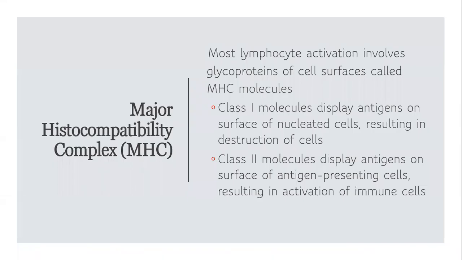So, major histocompatibility complex or MHC. Most lymphocyte activation involves glycoproteins on cell surfaces called the MHC molecules. There are two types of molecules, the class 1 and the class 2 molecules. Class 1 displays antigens on the surface of nucleated cells, resulting in the destruction of cells, while class 2 displays antigens on the surface of the antigen-presenting cells, resulting in activation of the immune cells.